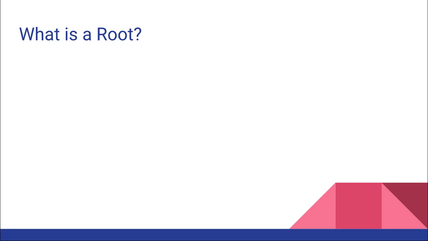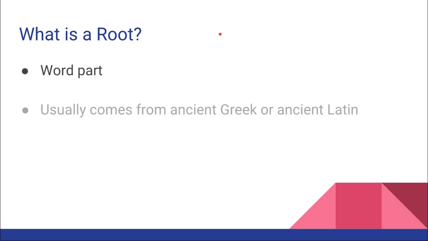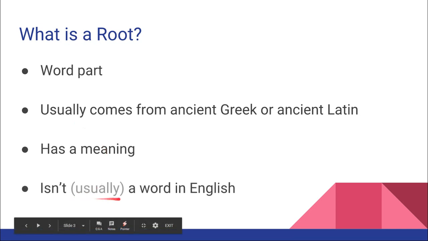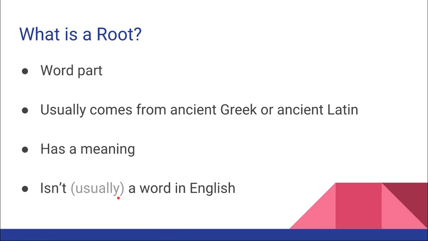So, what is a root? Okay, you're thinking the root of a tree grows into the ground, gets it water, nutrients, all that. Okay, it's related to this idea, but no, that's not the kind of root we're talking about. The root is a word part. It usually comes from ancient Greek or ancient Latin. It has a meaning, and it isn't usually a word in English that can stand by itself. Some of them can, but a lot of them can't. Like, you can't just throw out this word part just because it has meaning and expect it to make sense.